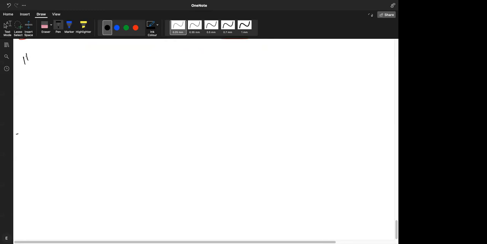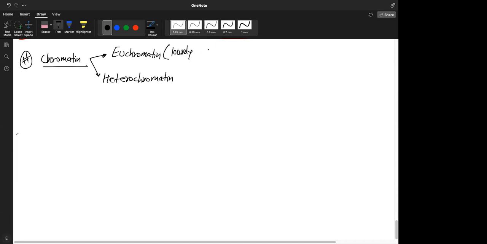Let's first write down the heading. So we are going to read now two different types of chromatin. Euchromatin and heterochromatin. Now the word "eu" in biology always means true. Eukaryotes, euchromatin, everything. So this is the true chromatin. By true chromatin, I mean that it is loosely packed, versus heterochromatin, which is tightly packed.